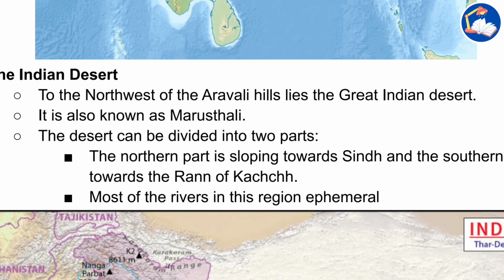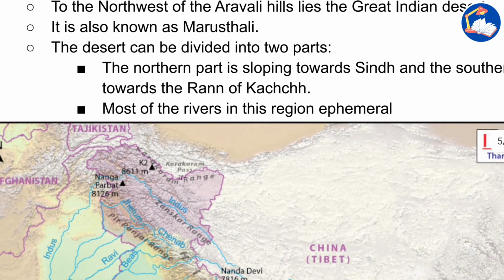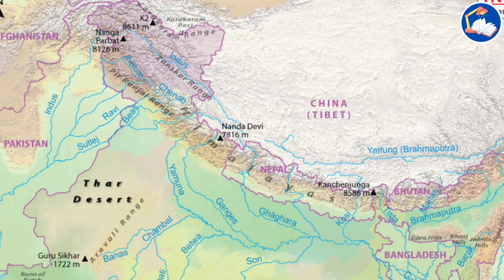Now the Indian desert. To the northwest of Aravalli Hills lies the Great Indian Desert. It is also known as Marustali. The desert can be divided into two parts. The northern part is sloping towards Sindh, and the southern part towards Rann of Kutch. Okay, most of the rivers of this region are ephemeral, meaning seasonal, we can say.